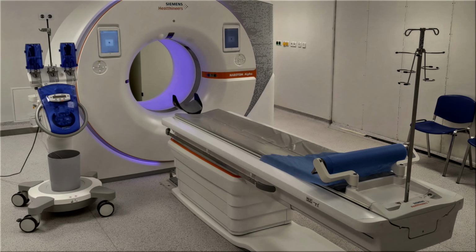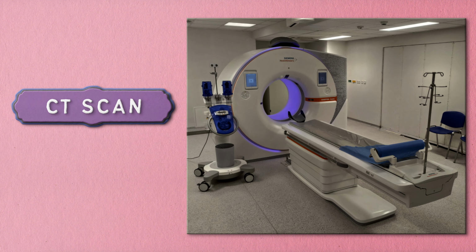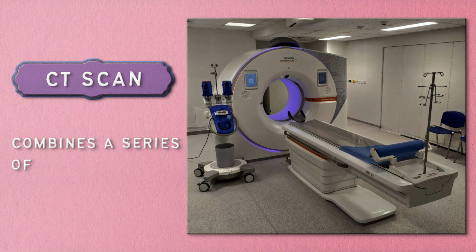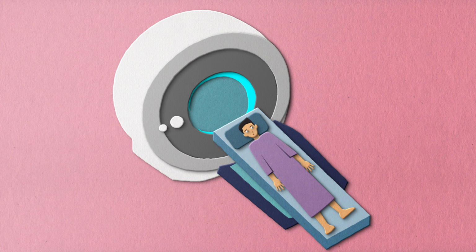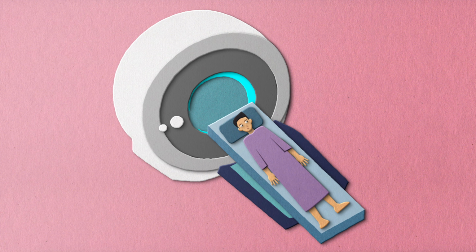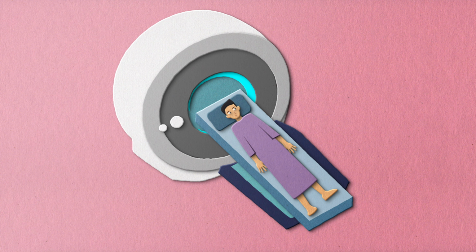Next on our list, we have CT scans. A CT scan, or CAT scan, is short for computerized axial tomography scan, and it combines a series of X-rays taken from different angles. The patient is asked to lie on a narrow table that slides into the CT scanner, which looks a little like a giant donut.